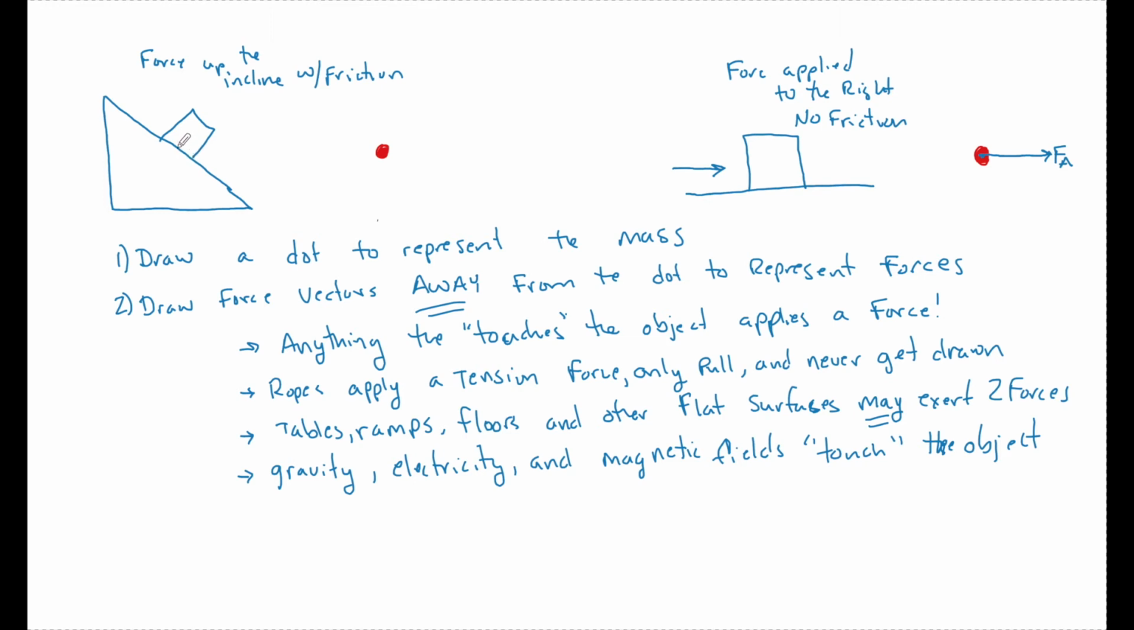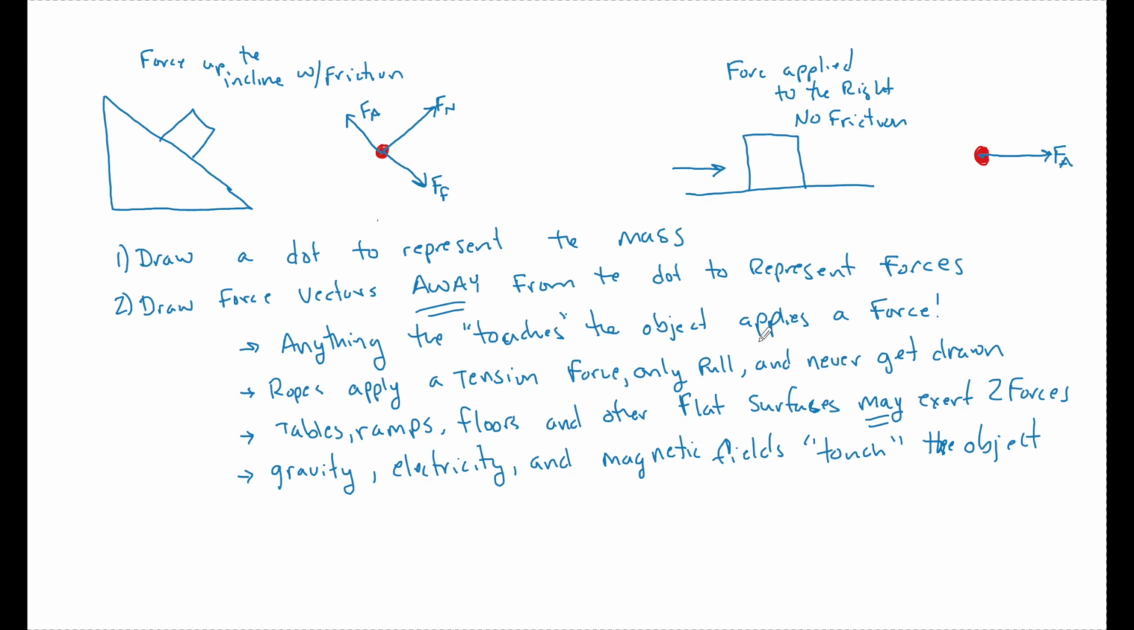Well, we know that the surface touches the box, okay? And that force is going to be the force of the normal, which acts perpendicular to the surface. Now, this is a flat surface, so it may exert two forces. The other force it may exert is friction, and friction always opposes motion. So there's a force up the incline, therefore the force of friction, the second force applied by the surface, is down the incline. There is that applied force that's touching the object, that's pulling it up. So I'll draw that as F applied, F sub A.